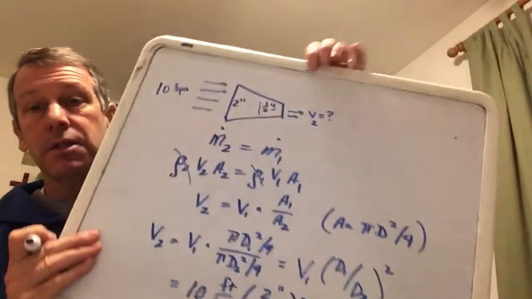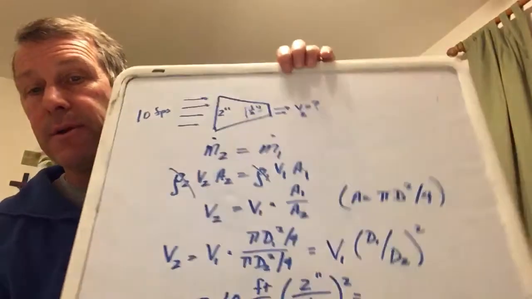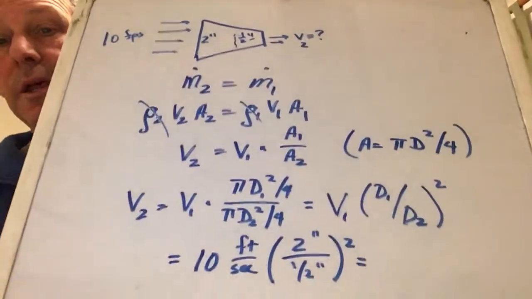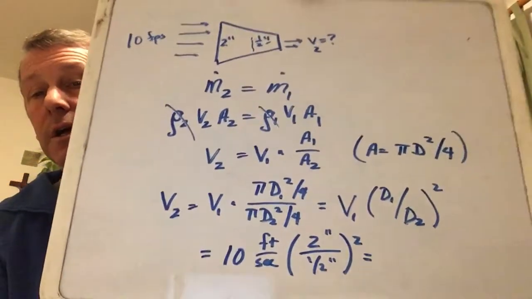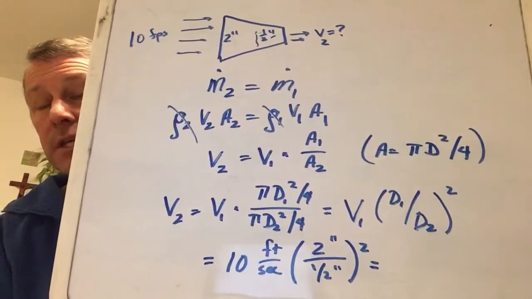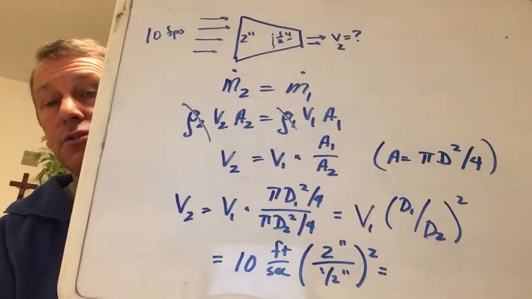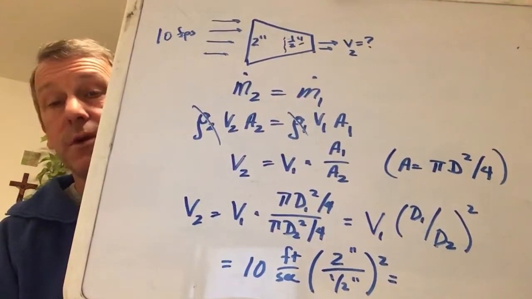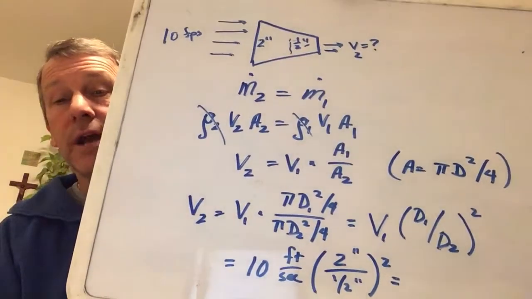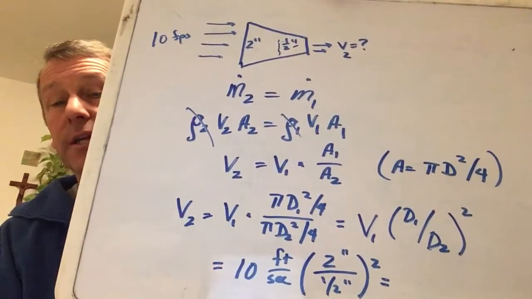Okay, so I filled in my diameters. There's no need to convert to feet because the inches are actually going to cancel out. 2 over 1/2 is the same as 4. Square that, 16. So we're going to have an outlet velocity of 10 feet per second multiplied by a factor of 16. And so it's an outlet velocity of 160 feet per second.